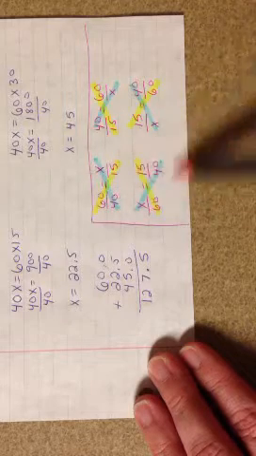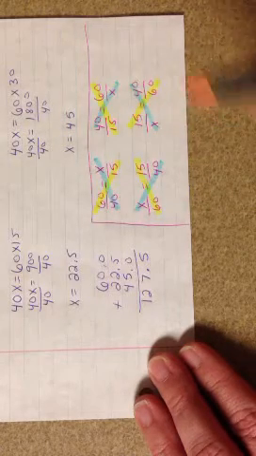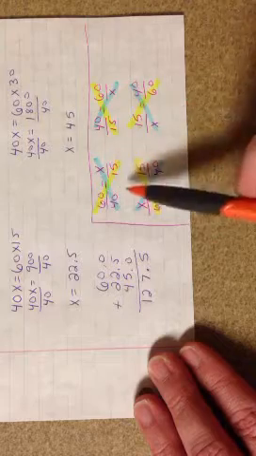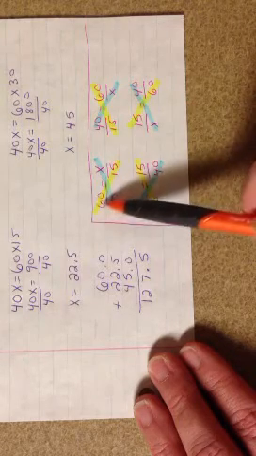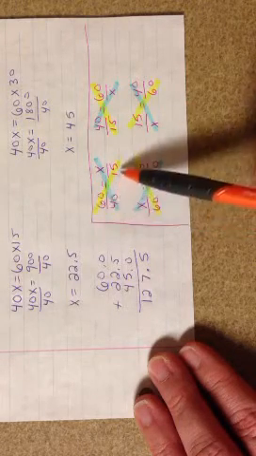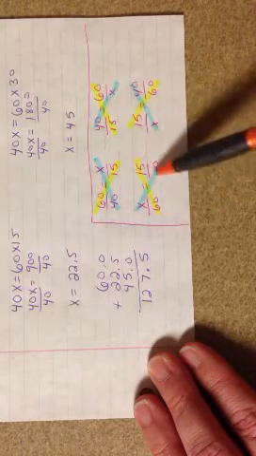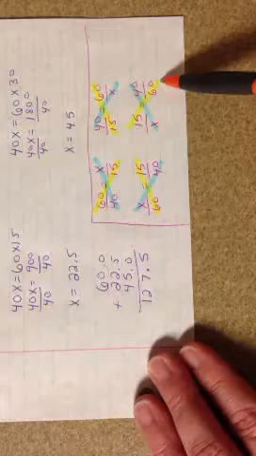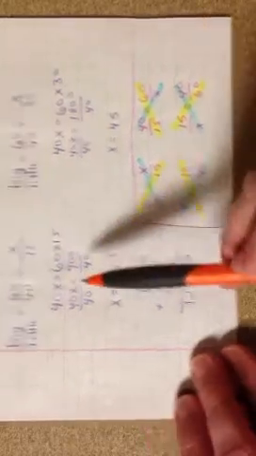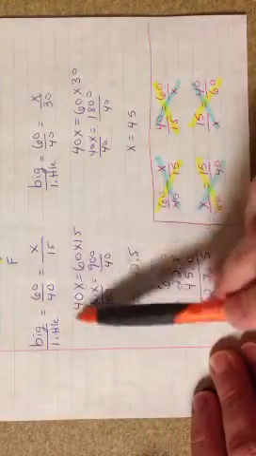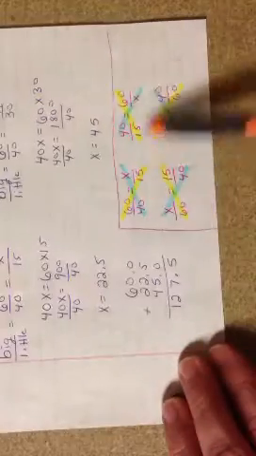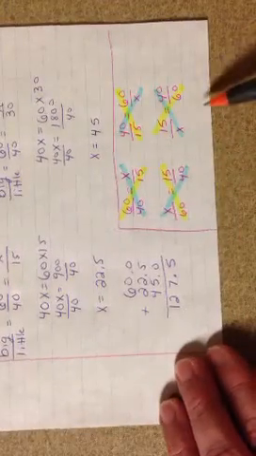Because all 4 of these proportions are set up differently, but they're the same proportion. Because if you look at your cross products, you're going to wind up multiplying 60 times 15, 15 times 60, 60 times 15, 15 times 60. So it's all going to give you the same second step here. So 4 different ways to write the same proportion.